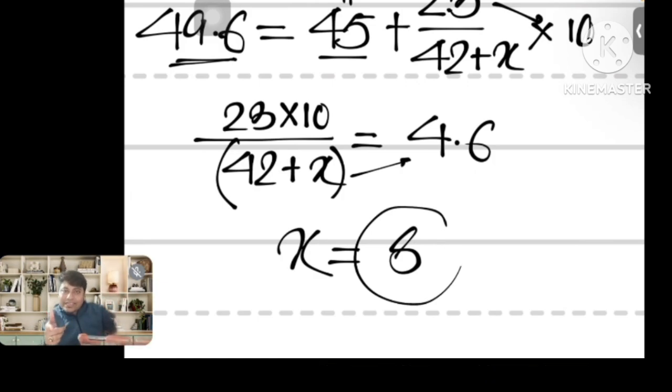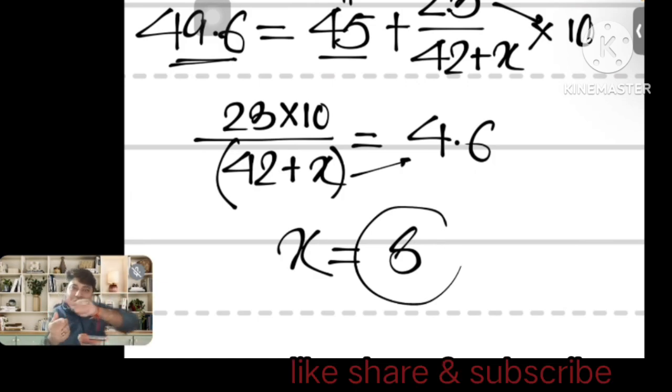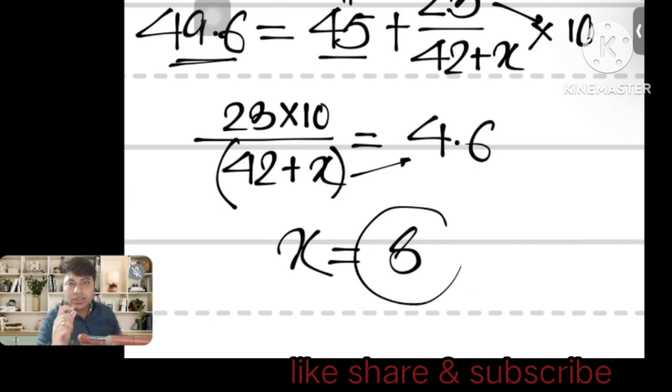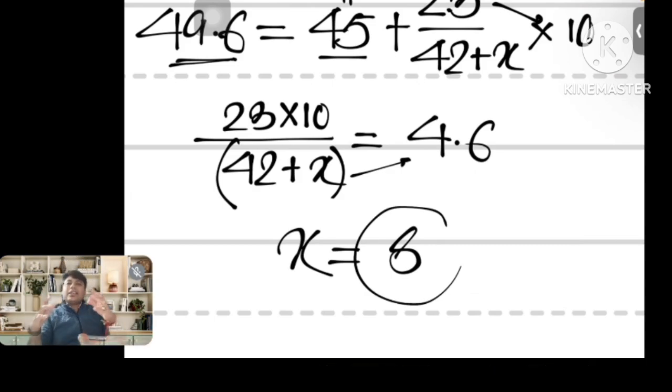This is the same question, but with reverse calculations. Here the mean is given, but you have to calculate the frequency which is not given in the question, the missing one.